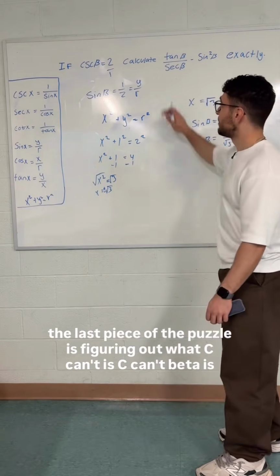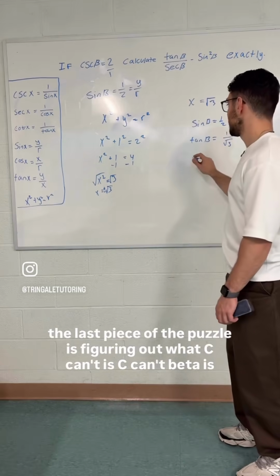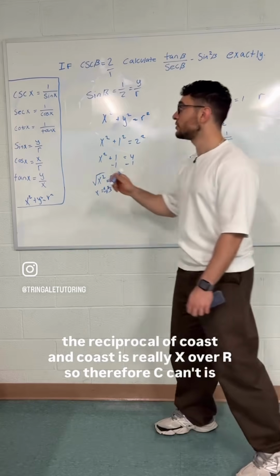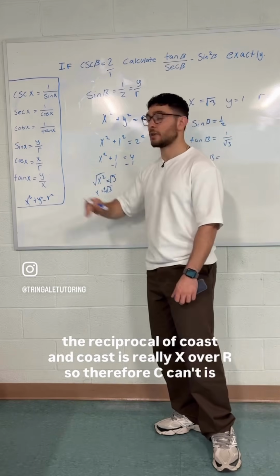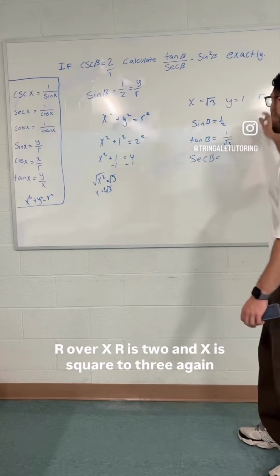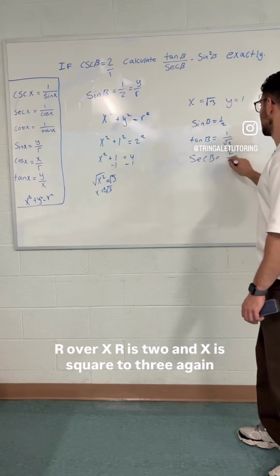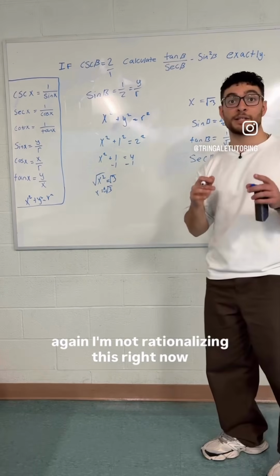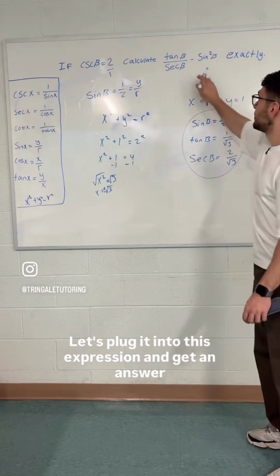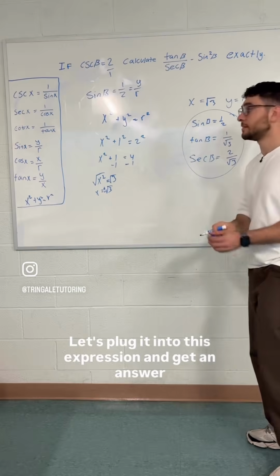Now the last piece of the puzzle is figuring out what secant is. Secant beta is the reciprocal of cos, and cos is really x over r, so therefore secant is r over x. R is 2, and x is square root of 3. Again, I'm not rationalizing this right now. We have all the information we need. Let's plug it into this expression and get an answer.